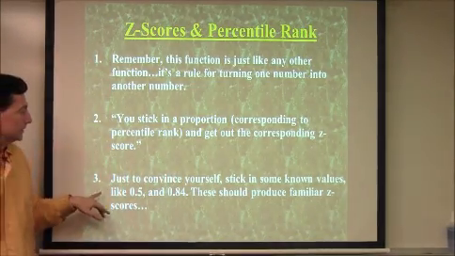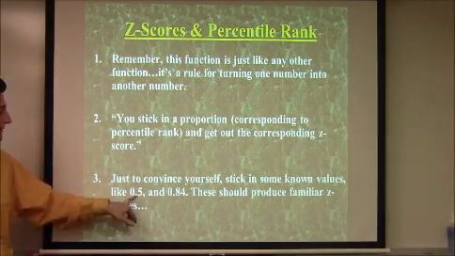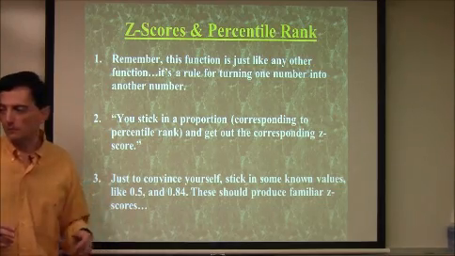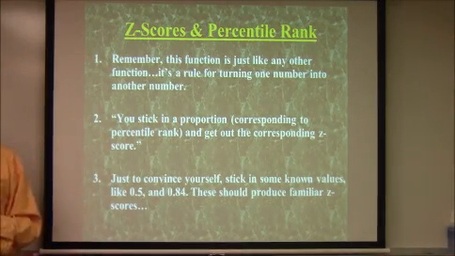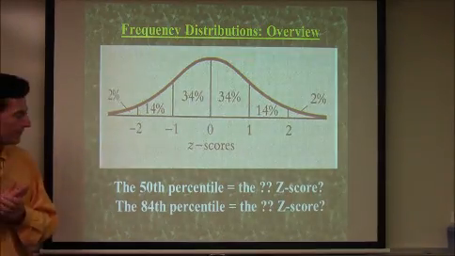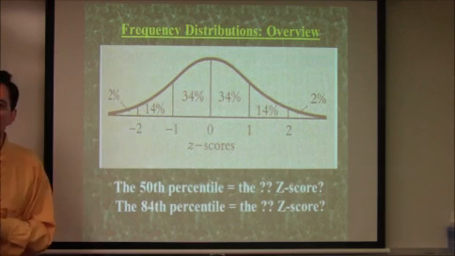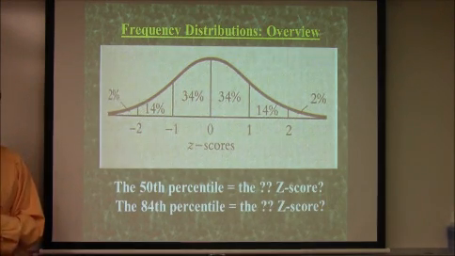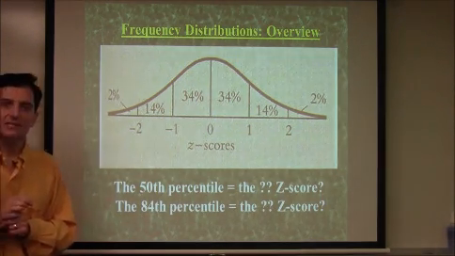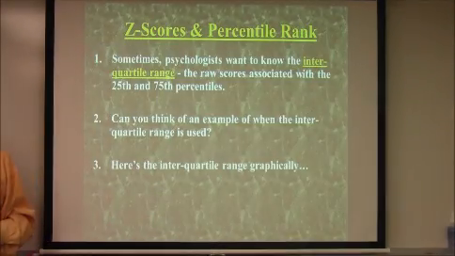Okay, just to convince yourself, we'll stick in some known values in just a moment. We'll put in a 0.5, and we should get out a 0.84, and we'll come out with some pretty prototypical z-scores in just a moment. Okay? Here's the 50th percentile. Again, where would that be in z-scores? We'll have you think that through. How about the 84th percentile? Where would that be in z-scores? We'll have you think that through. Okay, we'll do it in Excel in just a moment.